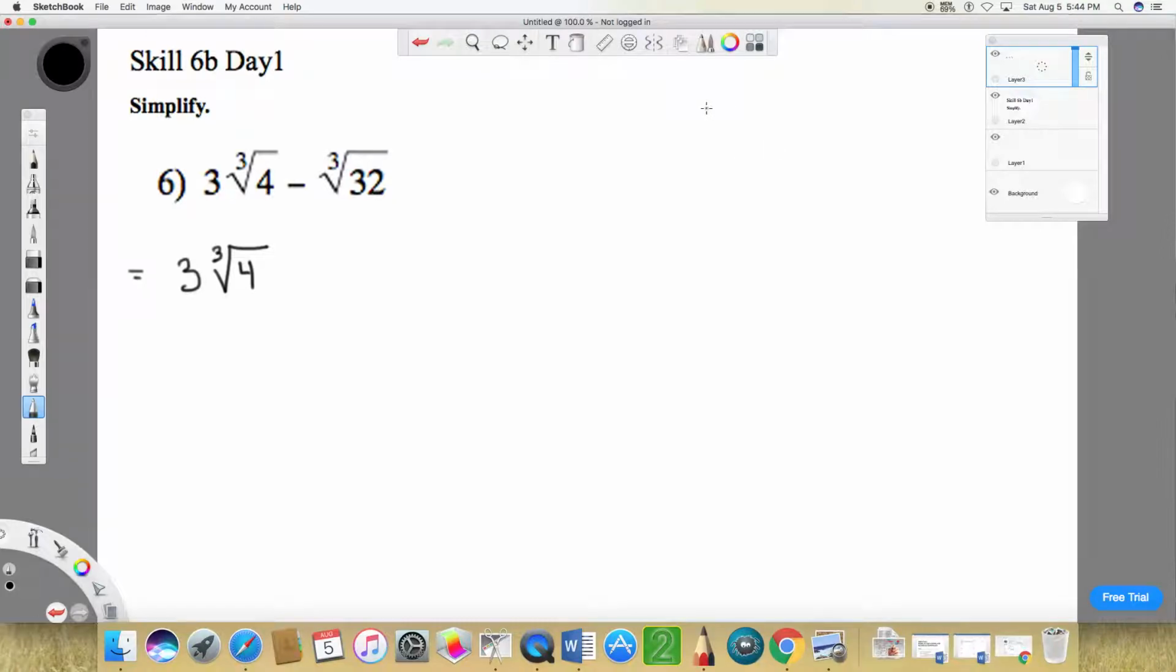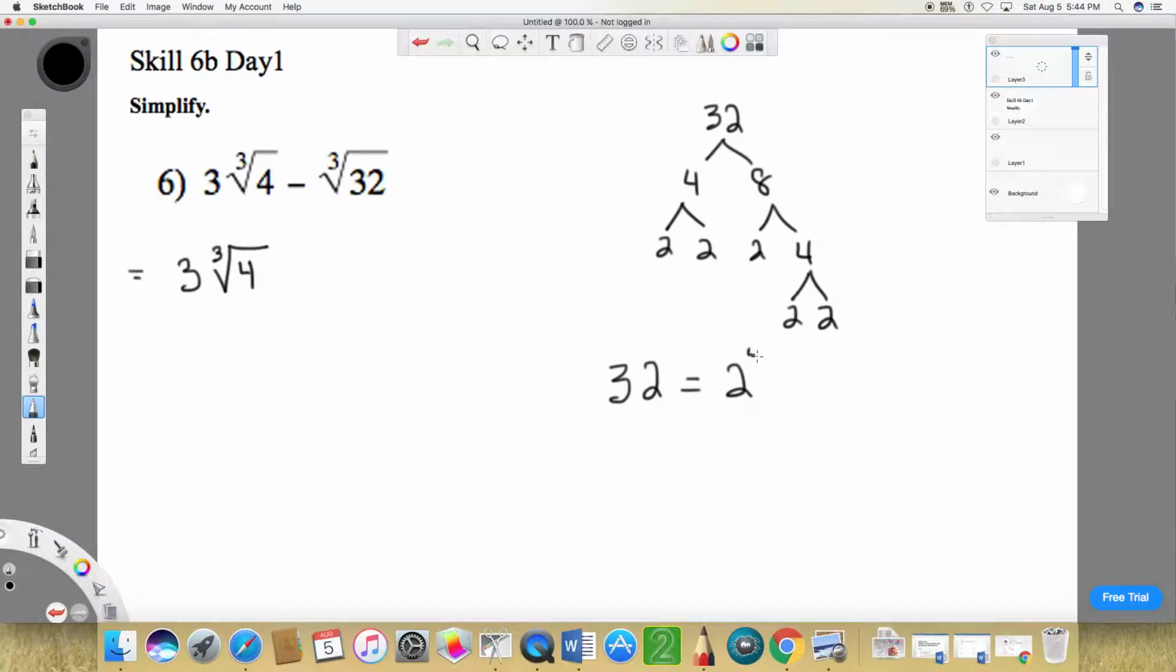But we can come over and break down 32. We know that 32 is 4 times 8. We know that 4 is 2 times 2, and that 8 is 2 times 4, and that 4 is 2 times 2. So we have this 32 equal to 5 factors of 2, 2 to the 5th power.